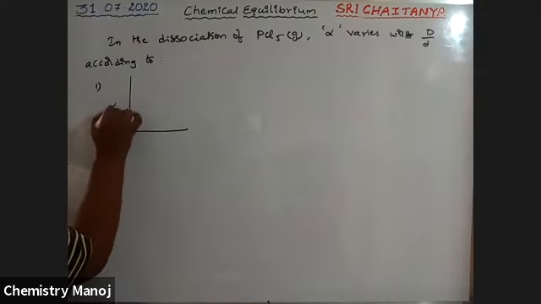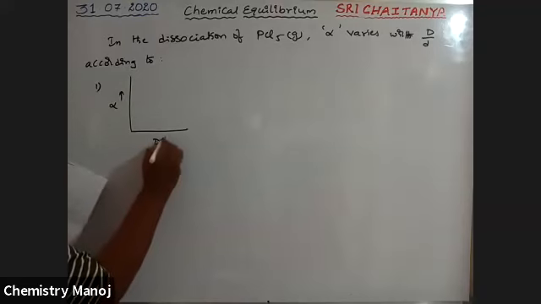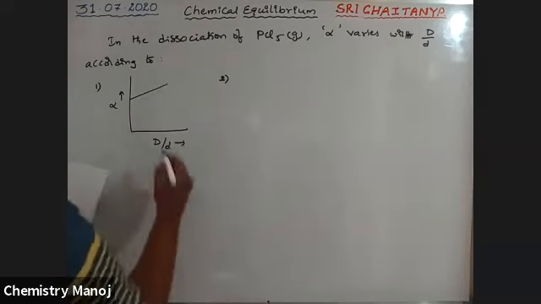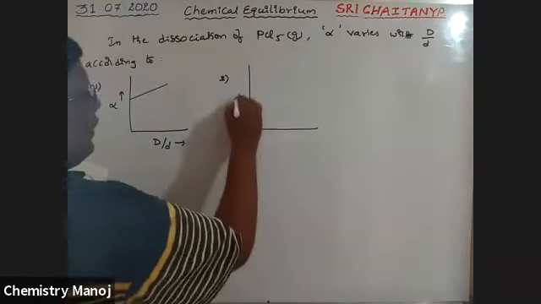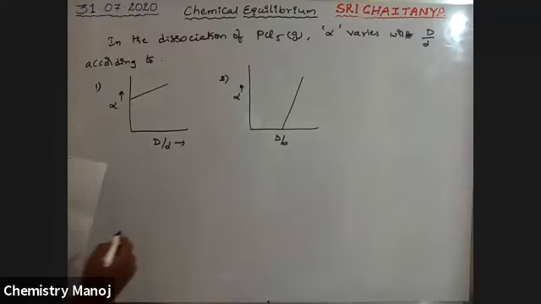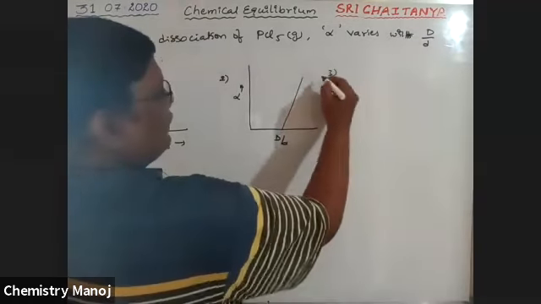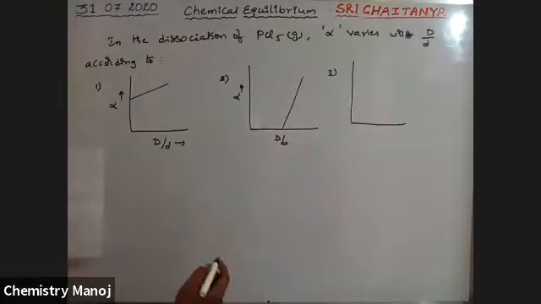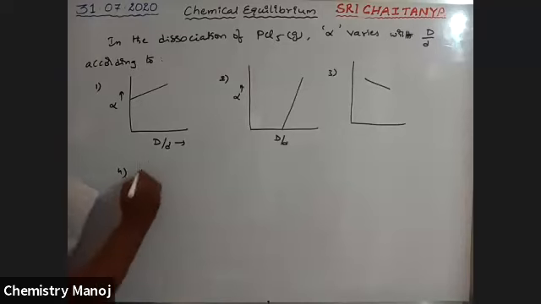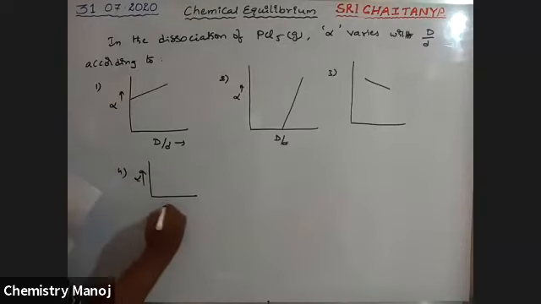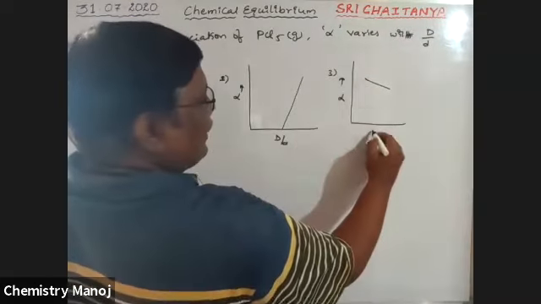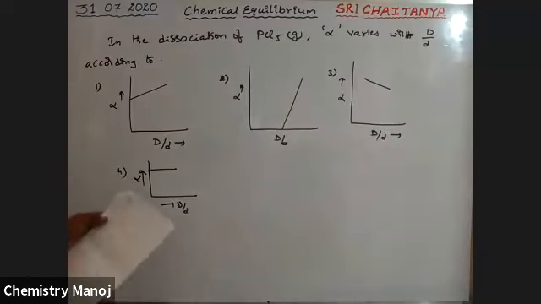Option 1 is this graph, with alpha on one axis and capital D by small d on the other. The second one has the same axes and looks like this. The third one has the same parameters and looks like this. The fourth one has alpha and capital D by small d and looks like this. Now, which one is correct?